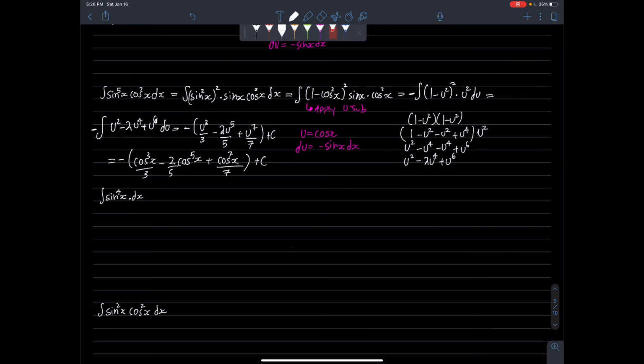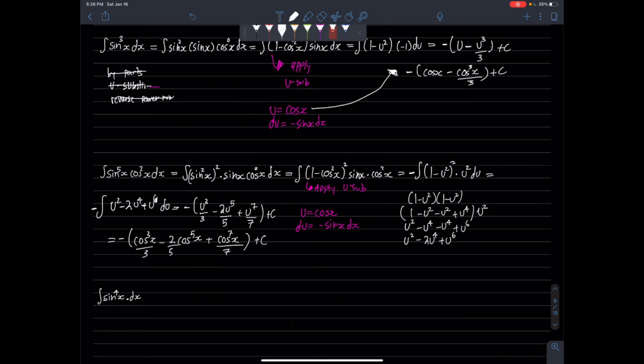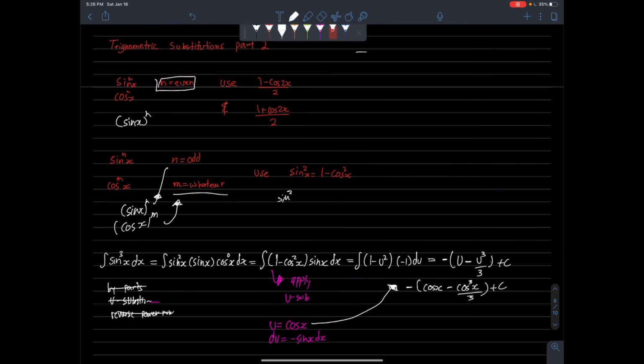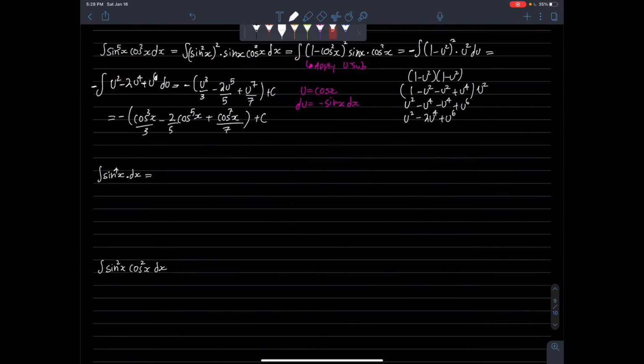Alright, let's go to the next one. Pretty easy so far, right? Nothing too serious. You just have to be able to identify the powers of n or m and then know what u substitution to use after you've simplified a little bit, because this part is mostly used to simplify the integral.